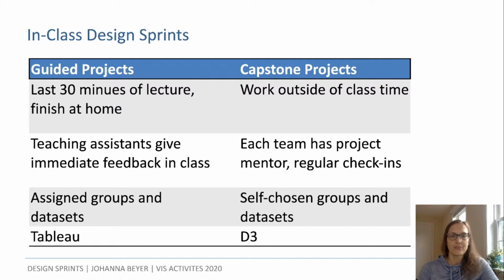In the capstone project, the design sprint is run more independently, where students work outside of class. They can choose their own groups and their own data set, and the implementation is done in D3 as compared to Tableau for the guided project.